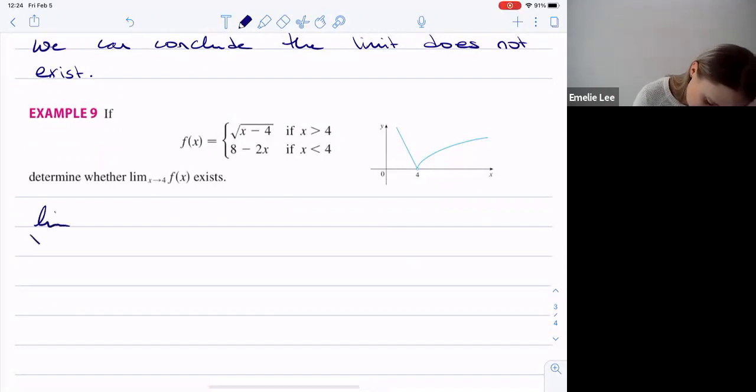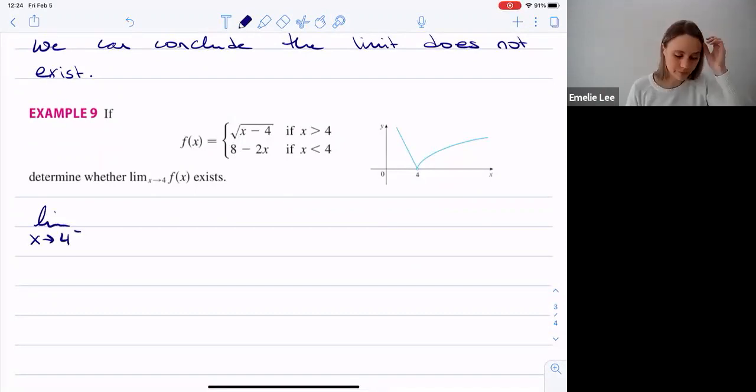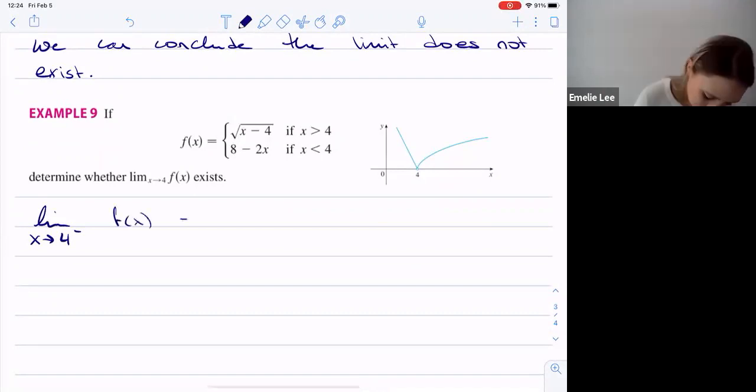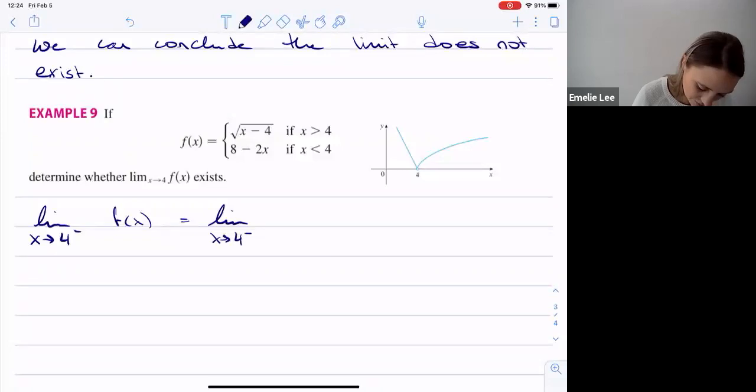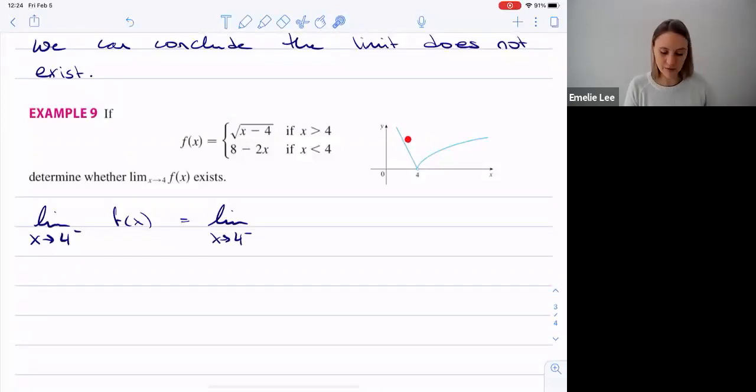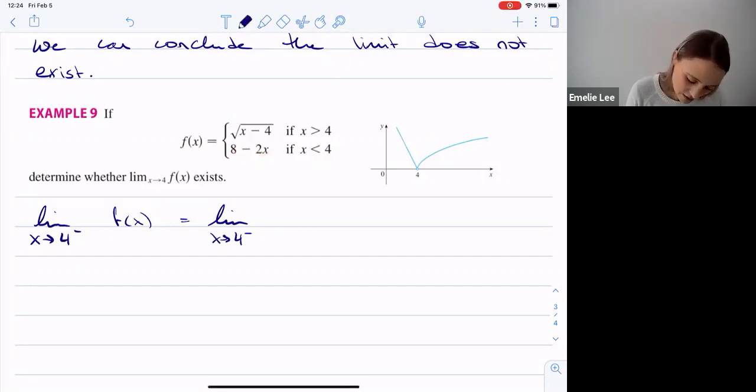So we'll just get right to it. The limit as x approaches 4 from the left, let's start at the left, of f of x is the same as the limit as x approaches 4 from the left of, and so if I'm coming in from the left, x is less than 4, then the function that I'm looking at is 8 minus 2x. So 8 minus 2x.